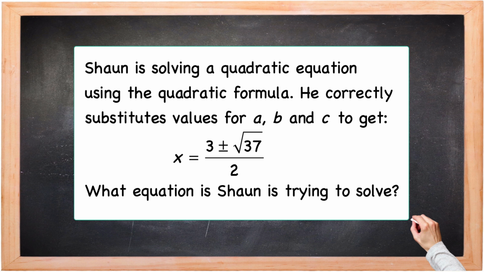Here's a problem involving Sean solving a quadratic equation. He's reached this stage where he's got his two solutions, x equals 3 plus or minus the square root of 37 over 2. And the question asks us, what was his equation?